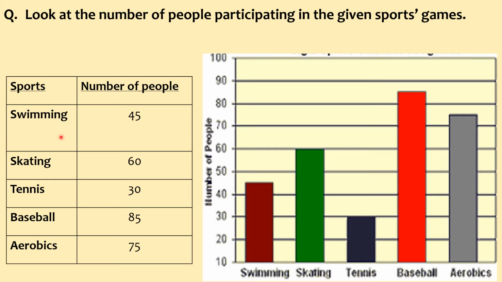You have the names of sports games: swimming, skating, tennis, baseball, and aerobics. You have the number of people participating in them, and here you have to complete the bar chart. Now you have to make the bars yourself.